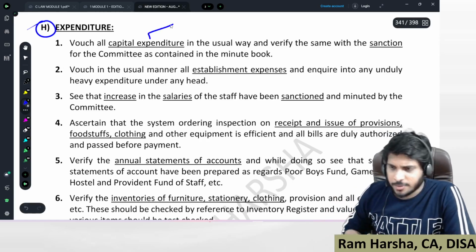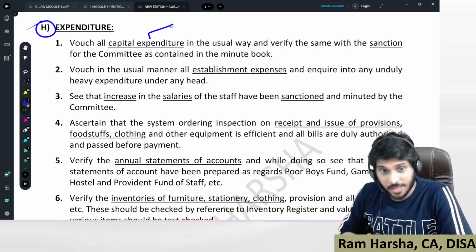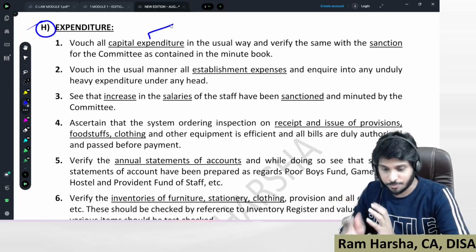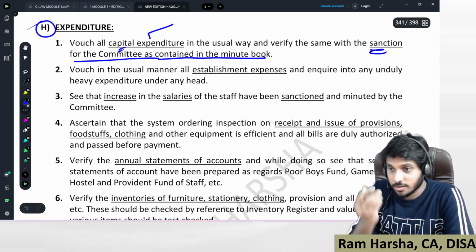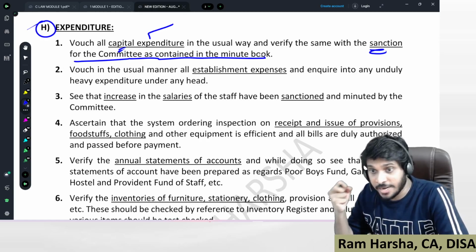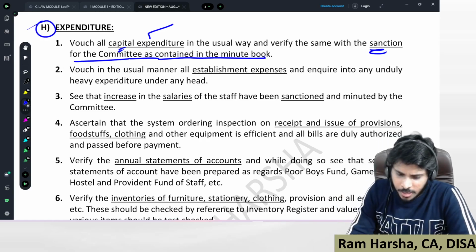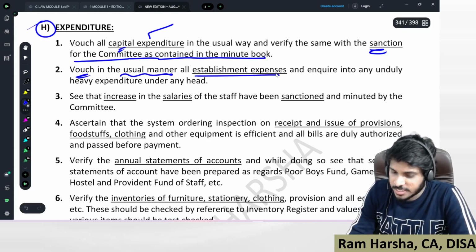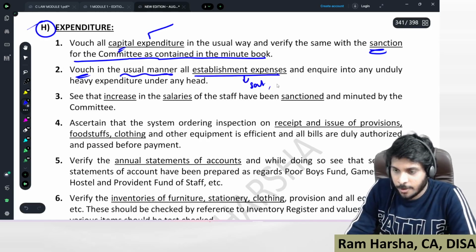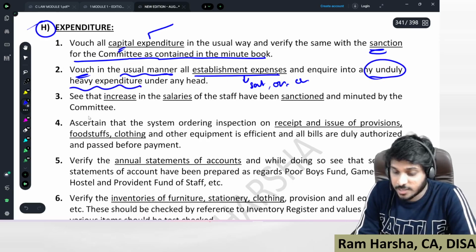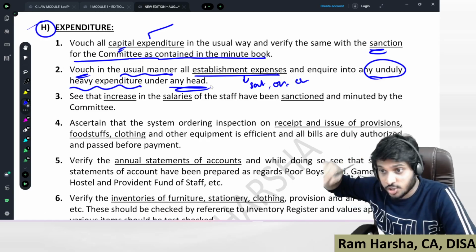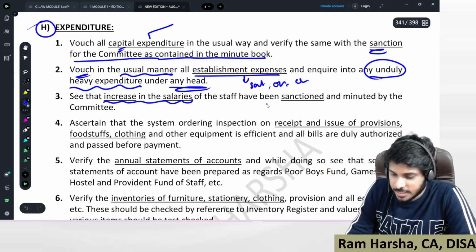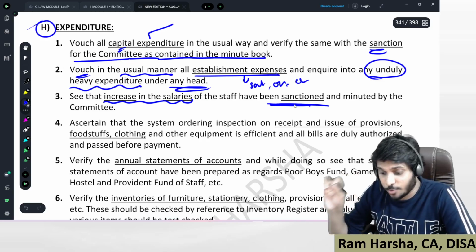In the same way, whatever capital expenditure the educational institute is spending, for example, buying projectors, buying computers, verify the capital expenditure and check whether it is sanctioned with proper authorization. Look at the minutes book, committee meeting book, all that. Verify in the usual manner all establishment expenses like salaries to staff, operating expenses, cleaning expenses, and see if there is any unduly heavy expenditure under any particular head. If there is any heavy expenditure which is not usual, check it out. If an increase in salaries has been sanctioned, increments, whatever is there, check properly.